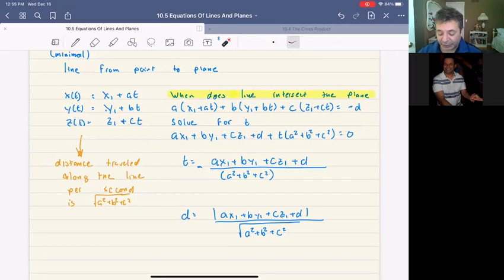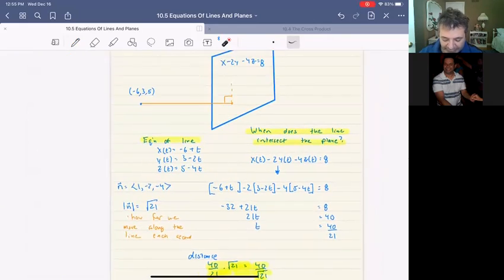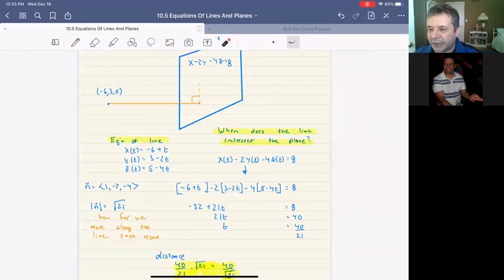Let's say I gave you this problem, I might say, well, what is the equation of the line? And you'd have to tell me that. And then, when does the line intersect the plane? What is the t value for which it intersects the plane? So I could ask you all of that. Okay? All right.